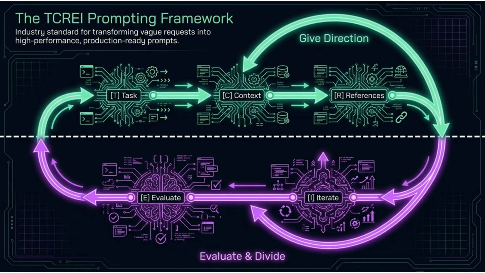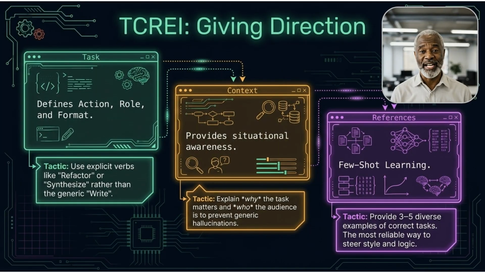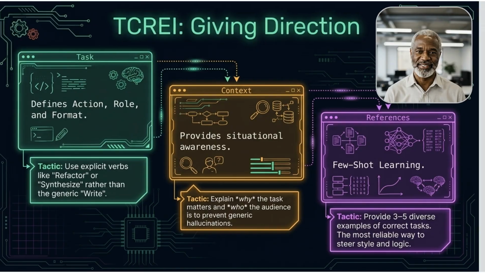The TCREI prompting framework is the industry standard for transforming vague requests into high-performance prompts. The process involves two main phases: give direction and evaluate and divide. Giving direction involves defining the task, providing context for situational awareness, and using references for few-shot learning. Use explicit verbs and explain why the task matters to prevent generic hallucinations.